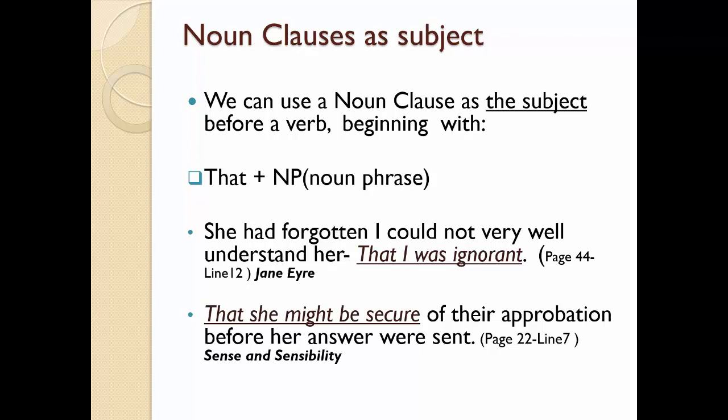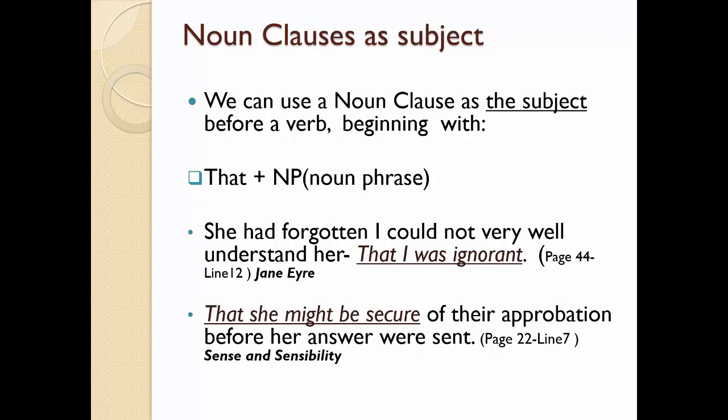And we can use a noun clause as the subject before a verb in formal situations, beginning with that plus a noun phrase. For example, she had forgotten, I could not very well understand her, that I was ignorant. You can notice here that is in the beginning of this sentence. The noun phrase comes afterward directly.